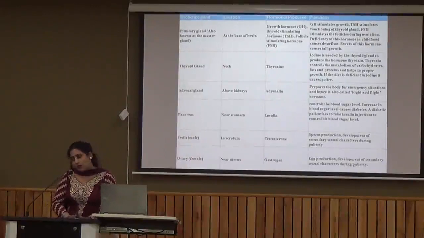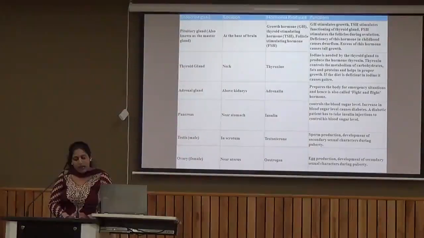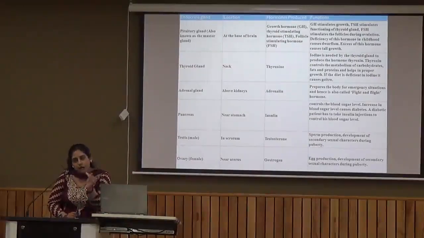Now, the best way to remember is by making a table, just like I have shown. First write the endocrine gland, then the location, then the hormones produced, and at last the function. In this way you are going to remember. First you will remember the position from head to toe. We have to start from the head and go to the toe.